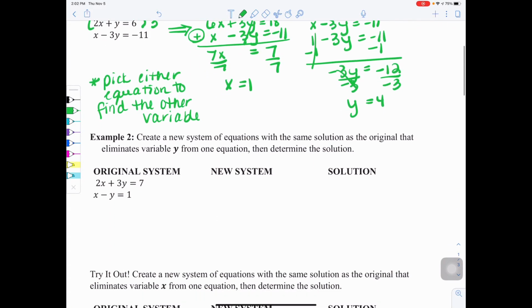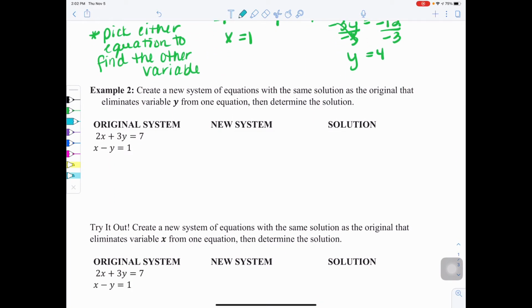Now in example 2, they have very specific directions for us. It says create a new system of equations with the same solution as the original that eliminates variable y from one equation, then determine the solution. So in this particular situation, they're wanting us to very specifically eliminate y, which means that's the one I have to get rid of. So if I'm looking at my original system, 2x plus 3y equals 7, and x minus y equals 1, and I'm concentrating on my y's, I see that I have a 3 and a negative 1.